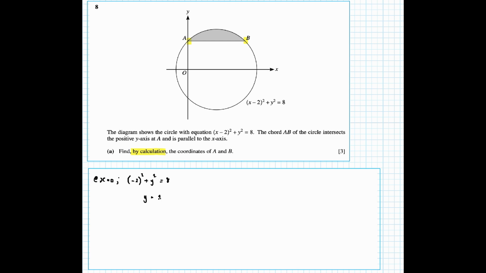So at x equals 0, you'll find minus 2 squared plus y squared is equal to 8, so y is equal to 2. Okay. And from there, we must also find the x value of B. So again, plug that into the equation of the circle.